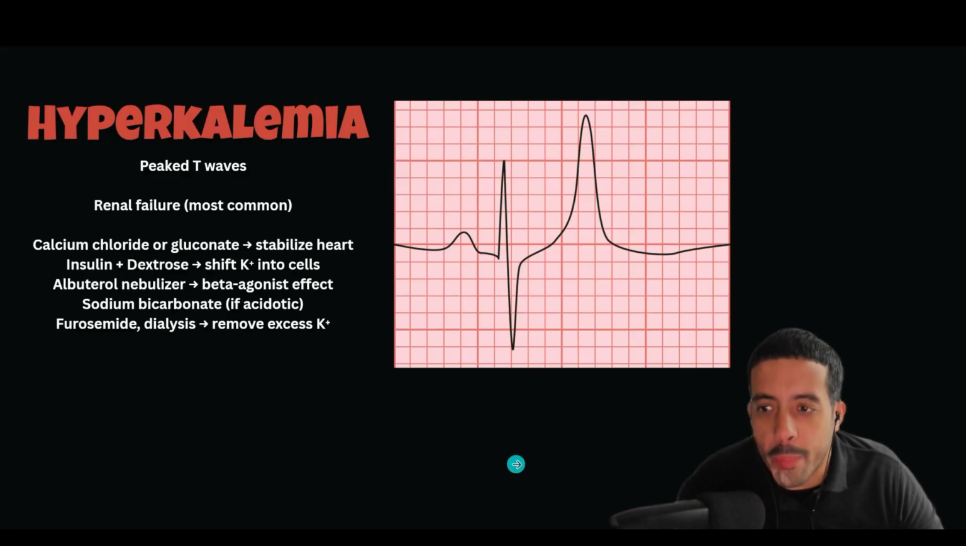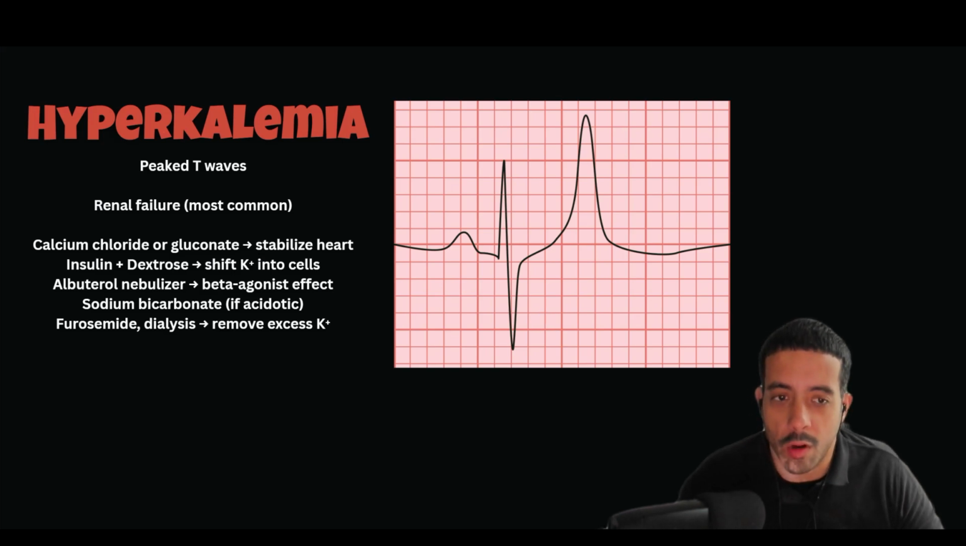So let's talk about hyperkalemia. Hyperkalemia is basically too much potassium in the blood. Remember, your kidneys are the organ that is in charge of filtering the blood. And if the person is having renal issues, what will end up happening is that the potassium will not be in the urine going to the toilet. It will actually stay in the blood and cause peaked T waves, because the T wave is the repolarization of the cardiac tissue.